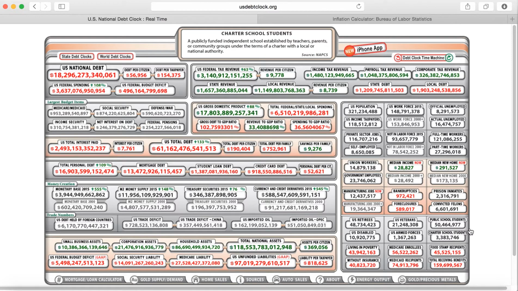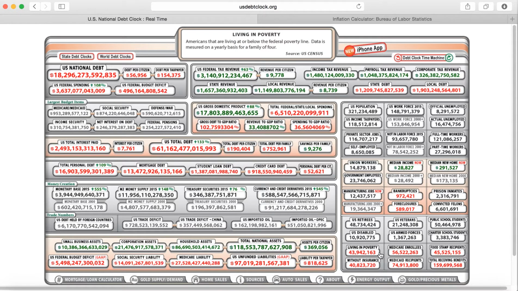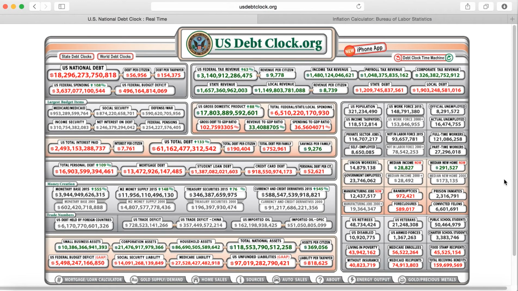There are approximately 50.5 million public school students, while there are only 3.3 million charter students. Our retirees, there are almost 50 million retirees in the United States. The number of people living in poverty is almost 44 million people living at or below the poverty line. There's so much great information on here that you really need to spend a lot of time going over it.